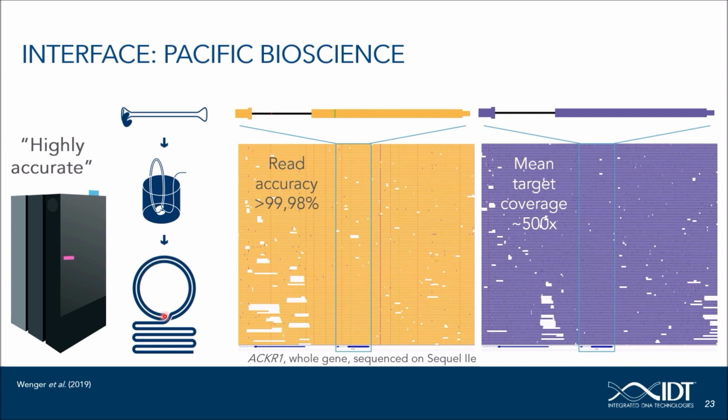PacBio collapses the redundant reads of the same molecules to what they call circular consensus reads. In our case, repetitive sequencing of our enriched fragments yielded greater than 99.98% accuracy with a target coverage of around 500x. This platform is the right one to choose when high sequencing quality is required. With the launch of a new sequencing machine, the previous throughput restrictions have also been addressed.